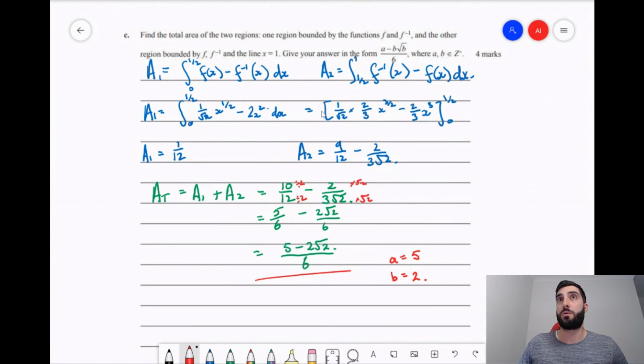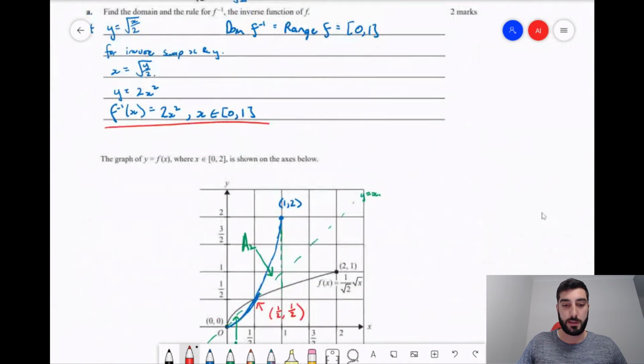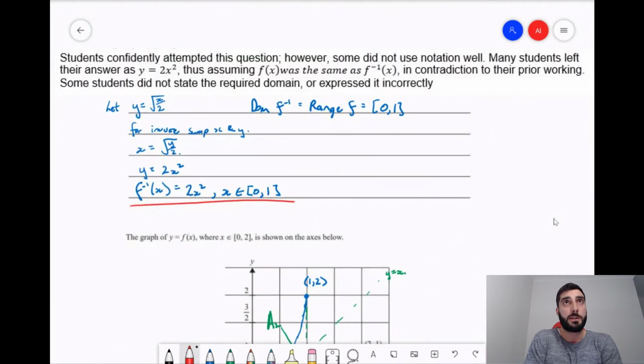So let's have a quick look at the examiner's report. I'll jump back to question 6a to start. So the comments read that students confidently attempted this question, however some did not use the notation well. It's a very common mistake, especially when dealing with inverses in particular. So many students left their answer in the form y is equal to 2x squared. So they were left at that step there and lost a simple mark. Thus assuming that f of x was the same as the inverse, in contradiction to their prior working.